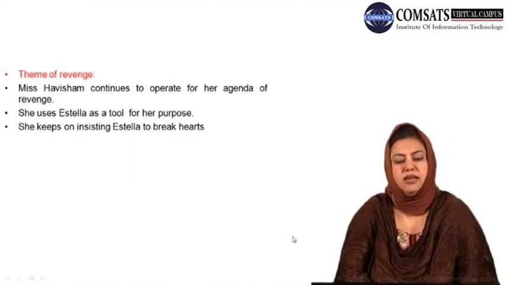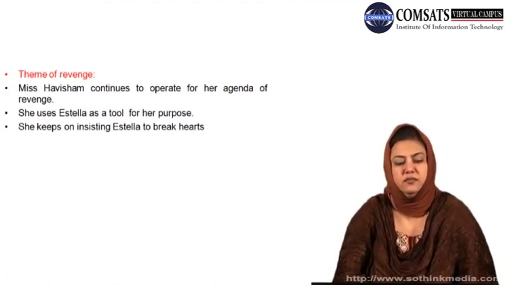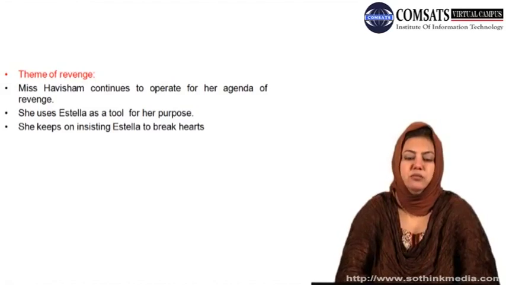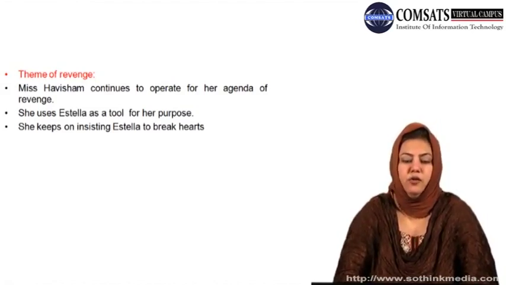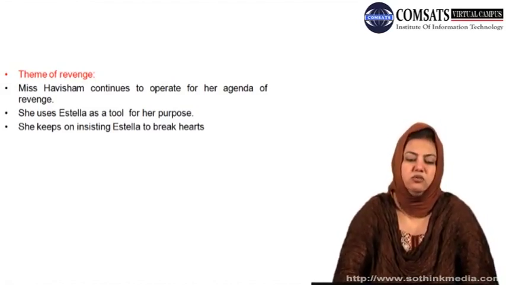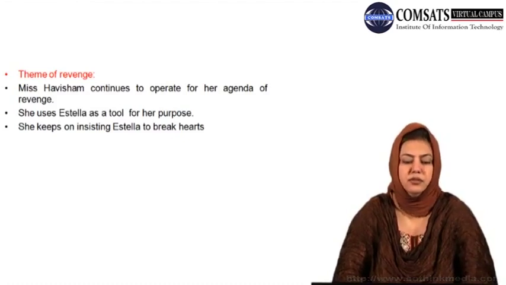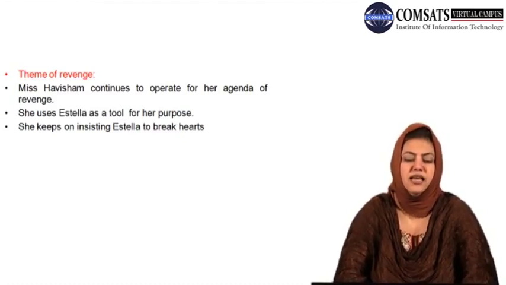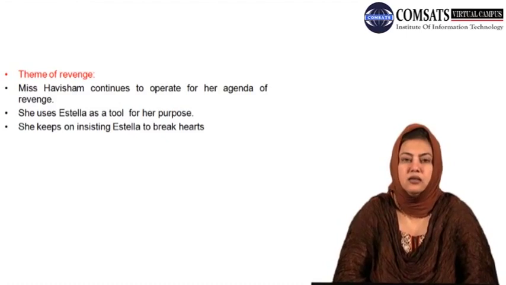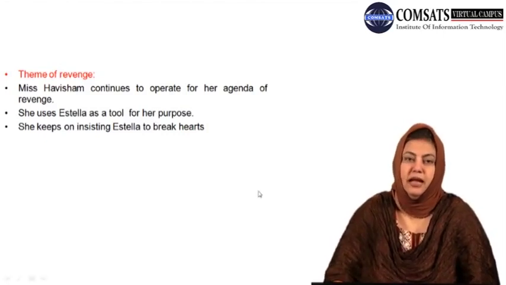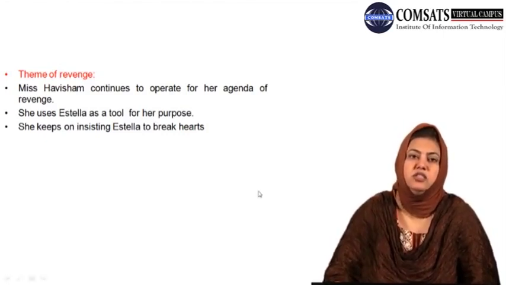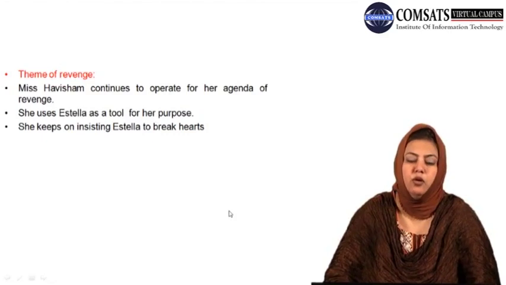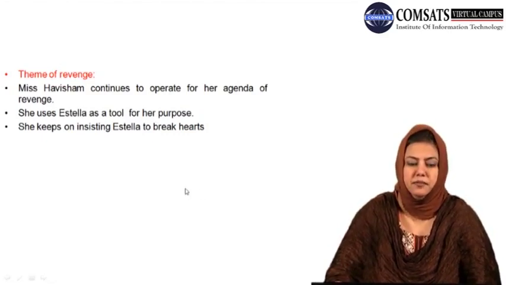Another important theme that emerges is the theme of revenge. Miss Havisham continues to operate for her agenda of revenge, and she uses Estella as a tool for her purpose. She keeps on insisting Estella to break hearts, to break the heart of people around, to break the heart of Pip. And in doing so, I would say she is trying to take revenge from all the men for whatsoever happened to her.